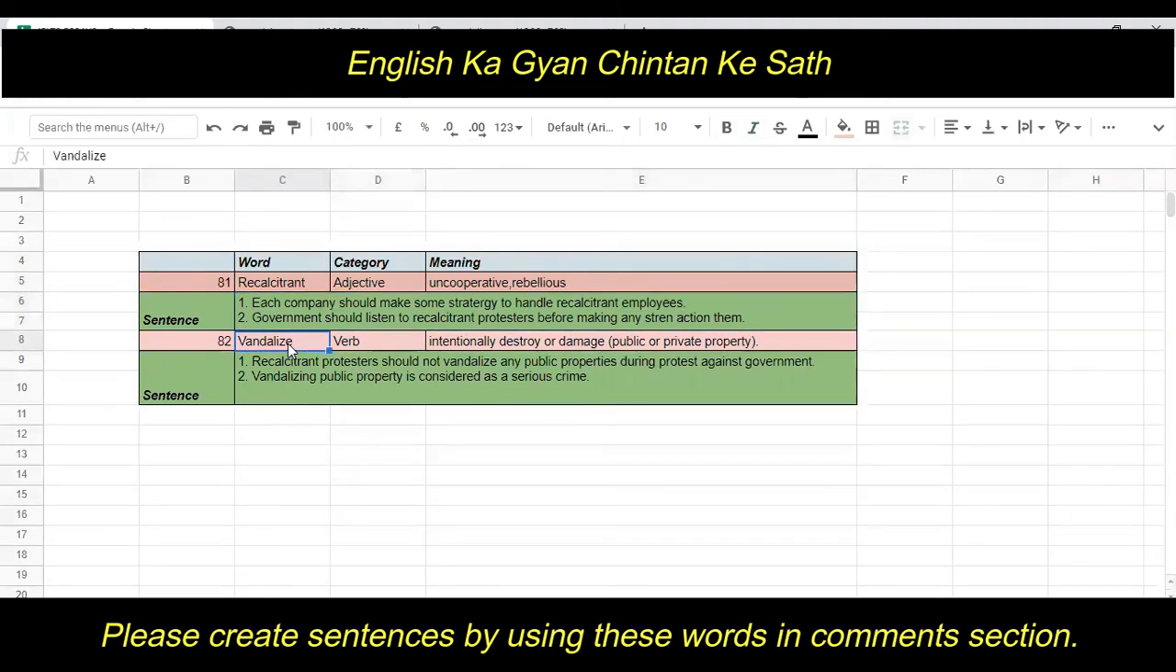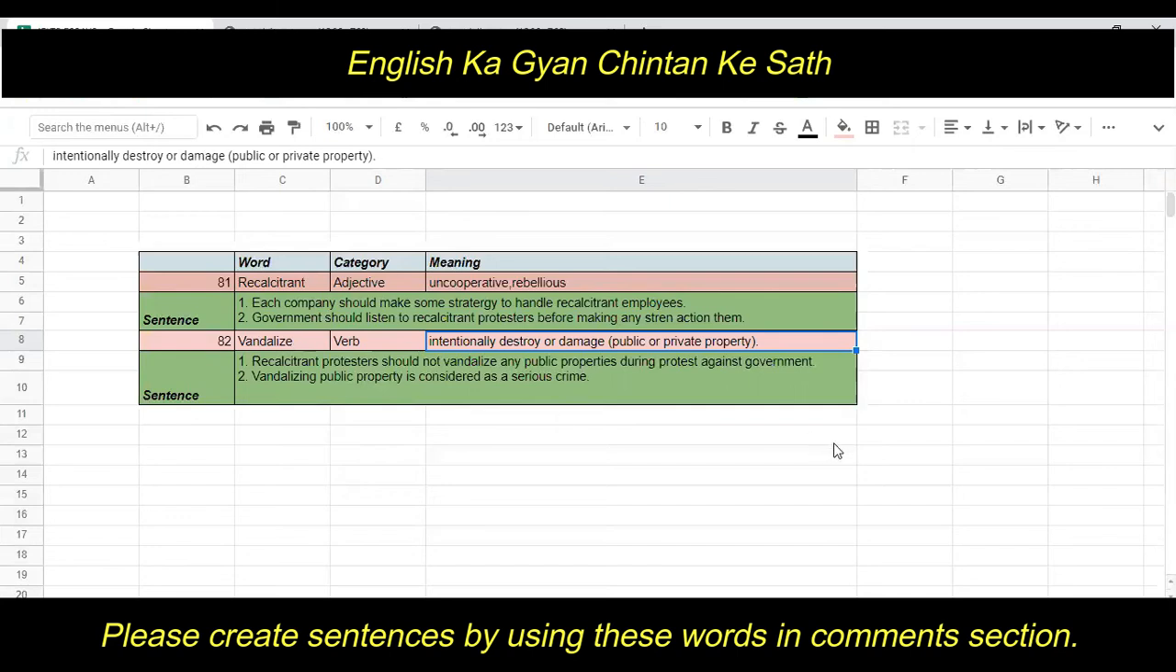Now let me go to the second word, and the second word is vandalize. If I talk about the category of the word, then it is a verb. If I talk about the meaning of this particular word, then when someone intentionally destroys or damages public or private property, that can be considered as vandalize. When someone destroys public or private property intentionally, that is the meaning of the word vandalize.